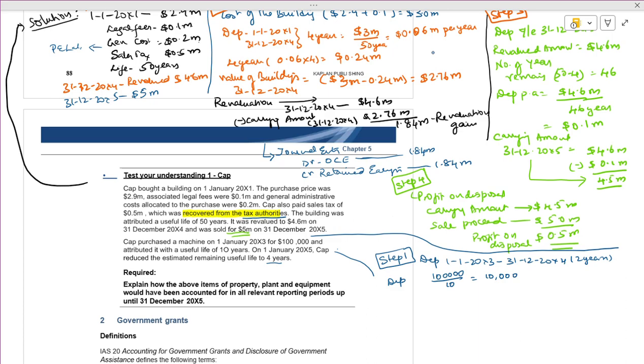This is per annum. If we take it for 2 years, it will be 20,000. Carrying amount as on 31st December 2004: I am taking a very short cut. 100,000 minus 20,000 depreciation. It comes to 80,000.